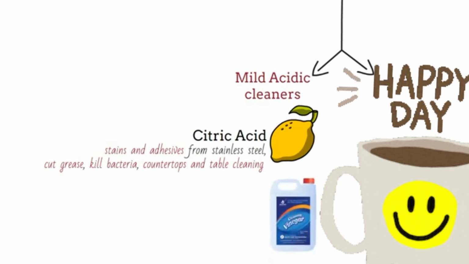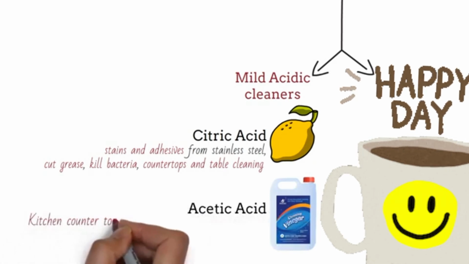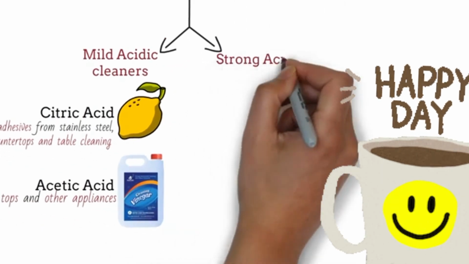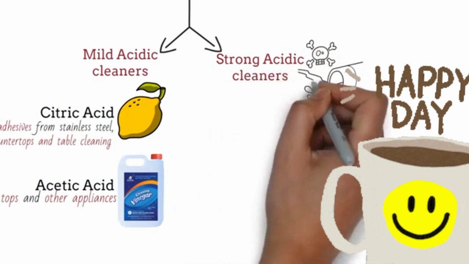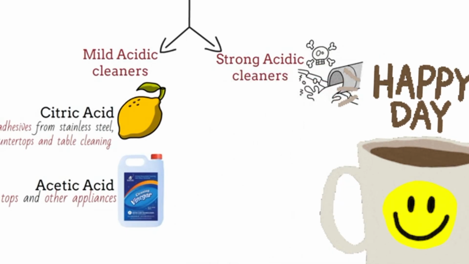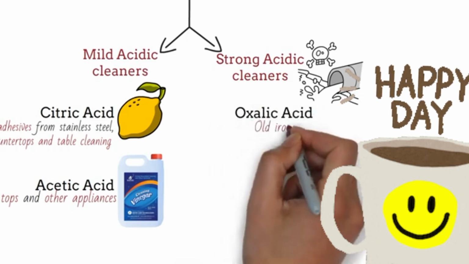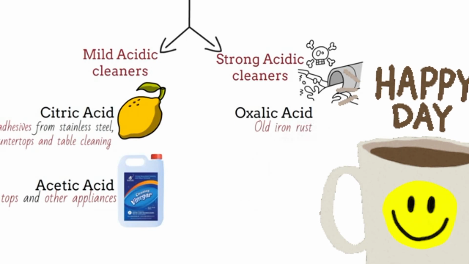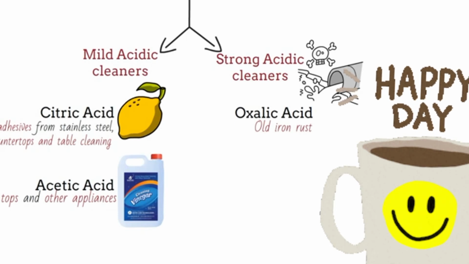Second example is vinegar, which has acetic acid, and also effectively cleans kitchen countertops, stovetops and other appliances. Strong acid cleaners are used on tougher stains and usually used at commercial level. You won't find them as accessible as our lemon juice. For example, you can use oxalic acid for removing old iron rust found on plumbing pipes and kitchen countertops. A weaker solution of oxalic acid will remove rust stains from sinks and tubs also.